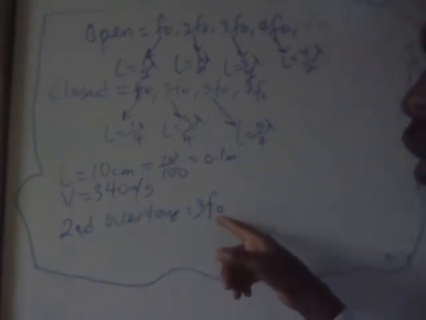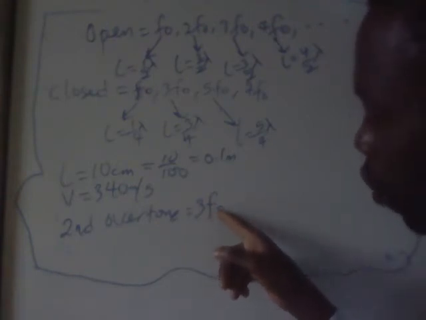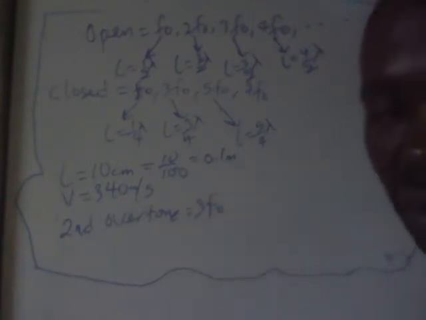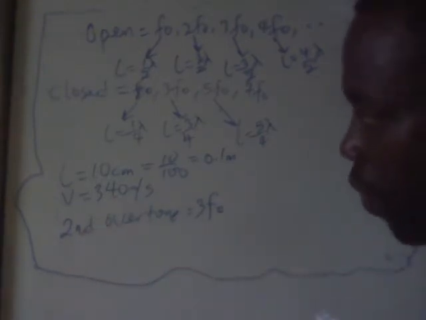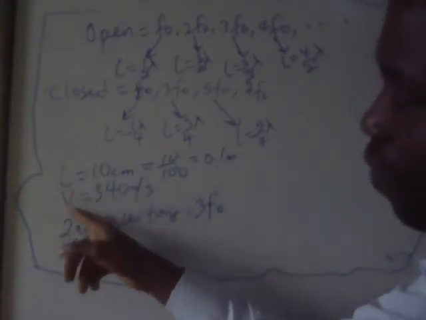So we have to get our F naught, the fundamental frequency. When we get F naught, we come back and multiply it by 3 to get the frequency of the second overtone. Let's get F naught first. Now, we are given the length and V.